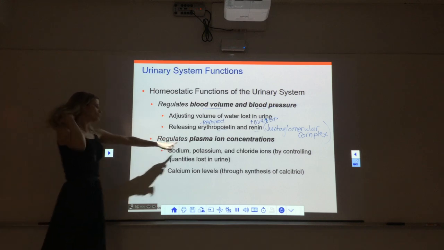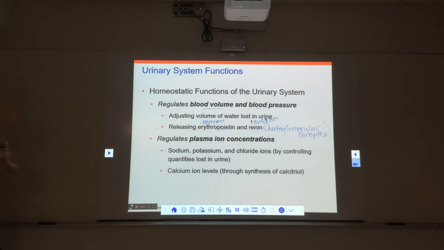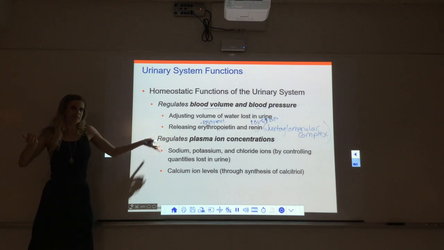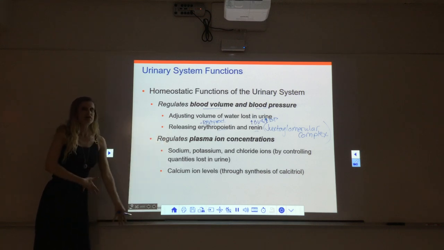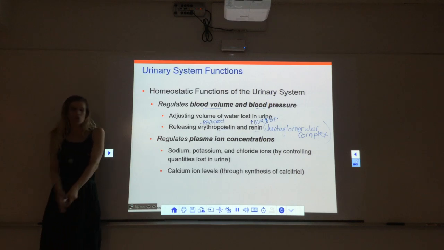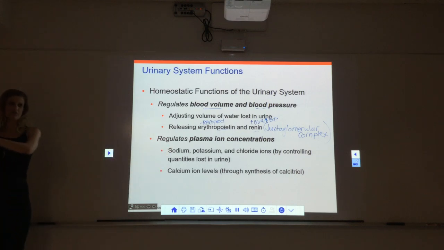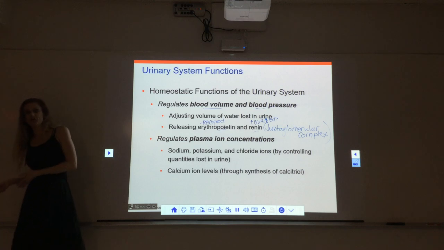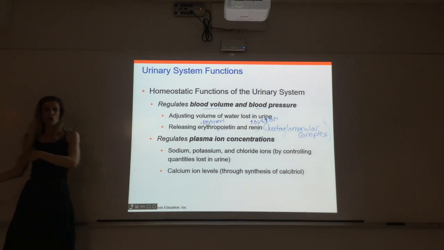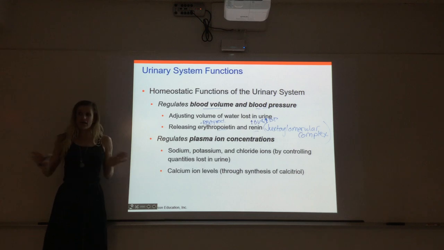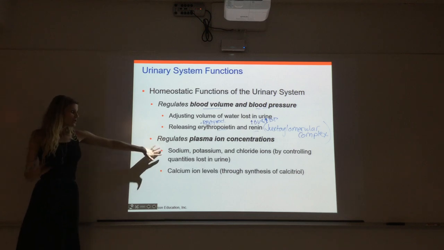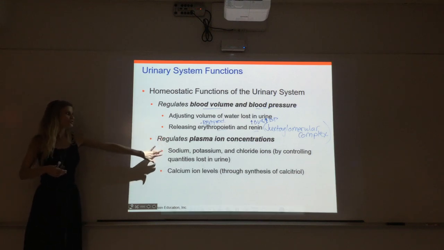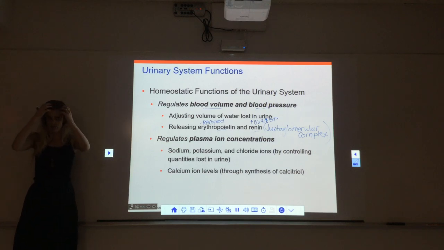The urinary system is also important for regulating plasma ion concentrations. Again, the most obvious way they do that is just controlling how much we get rid of in the urine, right? At the kidneys, that's where we filter extra stuff out of the blood and put it in the urine. So if we have extra sodium, we'll put it in the urine. If we have extra potassium, we put it in the urine. If we have extra chloride, we put it in the urine, right? Or the opposite, if we don't have enough, we reabsorb it back into the bloodstream and we do not get rid of it in the urine. So the kidneys directly control how much of these ions we lose in the urine and how much we retain in the body, right? So that's super important for regulating the concentrations of these ions in the body.